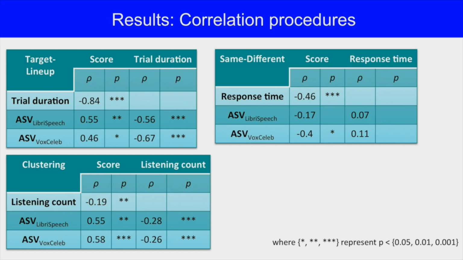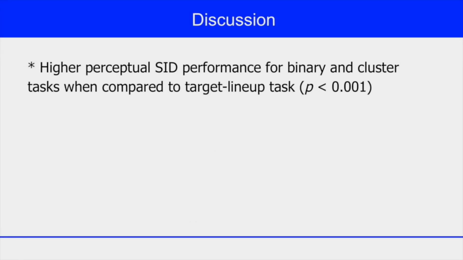For the ST task, although we observed a significant negative correlation between response time and adjusted score, we reported weak correlations between subjective and objective metrics. Our comprehensive results are described on this slide. The primary goal of our study was to examine whether the method of presenting speech recordings affected perceptual SID performance.